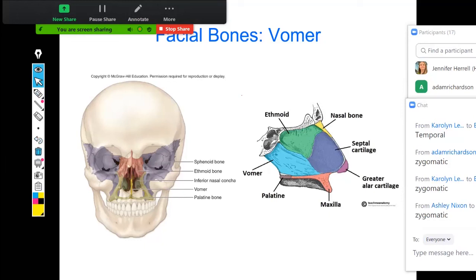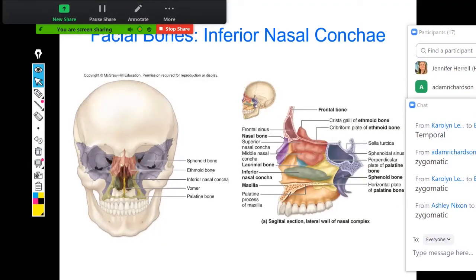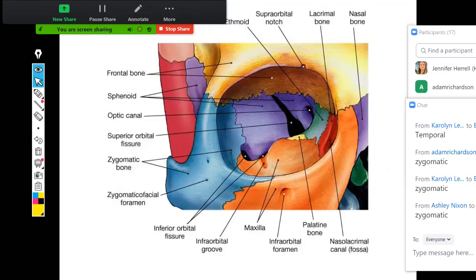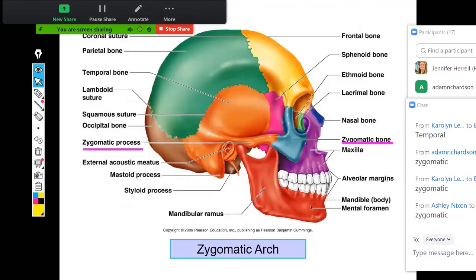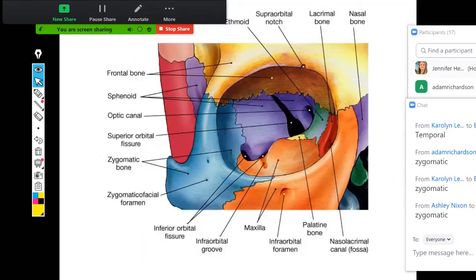Come on, pen. There we go. Okay. Do I have a picture that will show? Well, we'll look at this one.